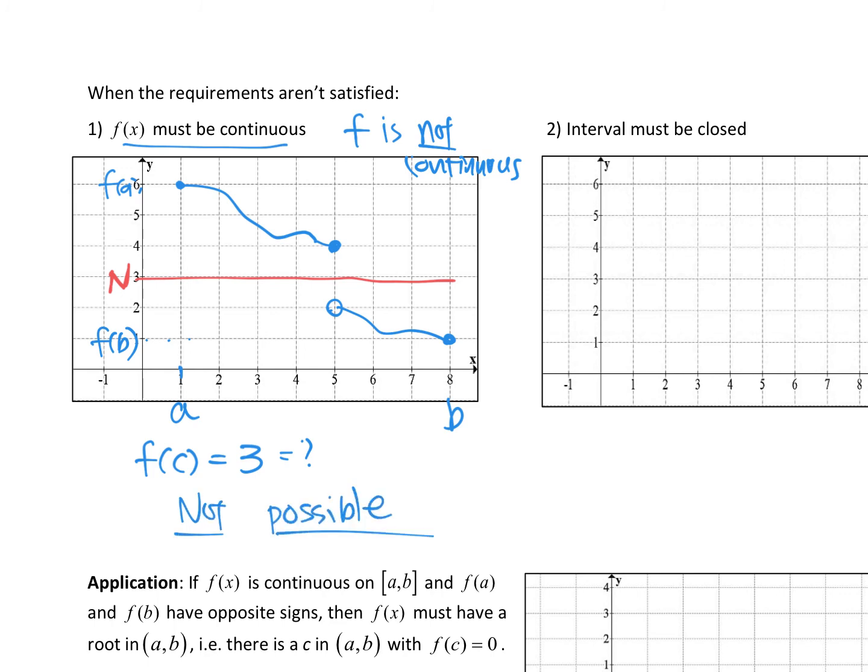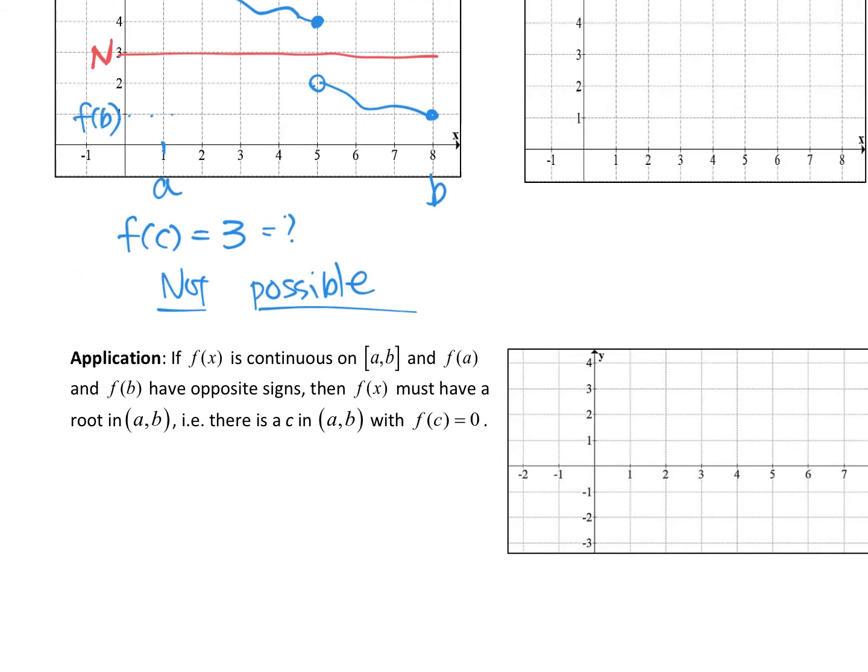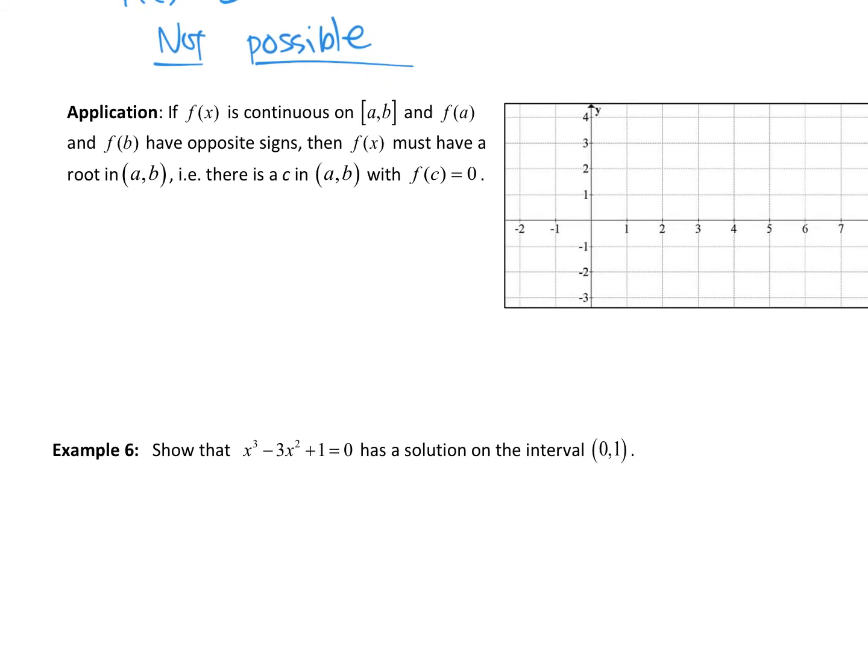And the reason this is not possible is because it was not a continuous function, right? So I just want to give you an example of that. Part 2 is a little bit too technical, so I'm just going to skip that. Just know part 1 would be a good example. Let's look at the application here.